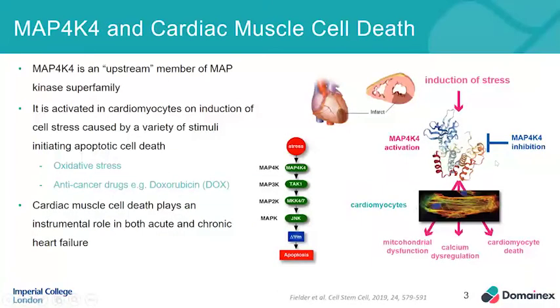Okay, so MAP4K4 is a serine threonine kinase. It's an upstream member of the MAPK superfamily, and it's activated in cardiomyocytes on induction of cell stress caused by a variety of stimuli, including oxidative stress, and therefore is activated in oxidative reperfusion during myocardial infarction, and also is activated by a number of anti-cancer drugs with cytotoxicity, such as doxorubicin.